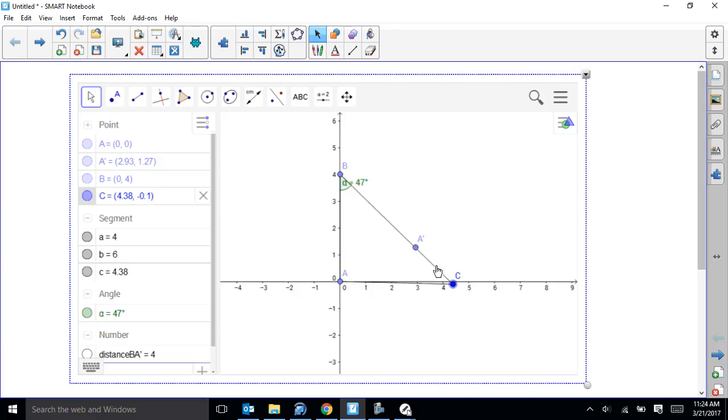Okay, so that looks good, right? I have my triangle. This angle is 47 degrees. AB is 4. This one is 6. And then my C side is 4.38. So that's pretty cool, right? It only took me about 10 minutes to figure it out.